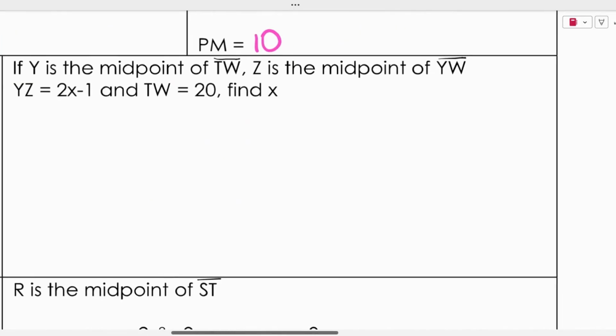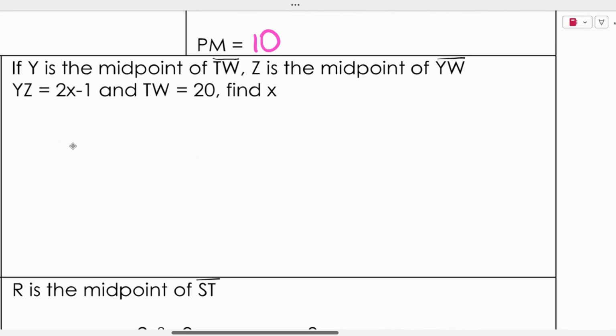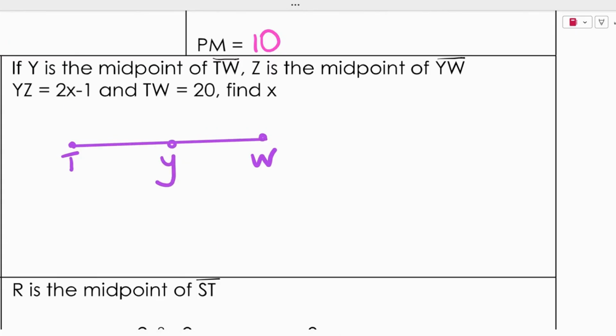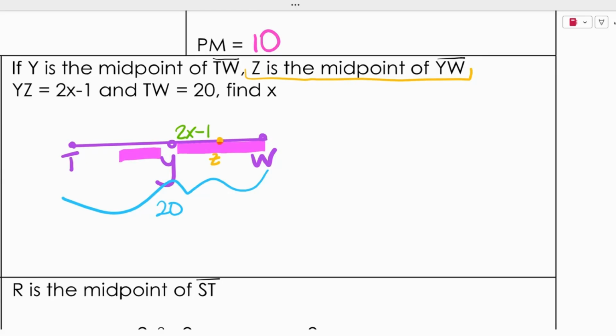The next one is another similar question where there's no diagram, but there's a little bit more to this question. So it says Y is the midpoint of TW, and Z is now in the middle of Y and W. So in between Y and W, I'm going to put the letter Z. And now it's time to label YZ with 2x minus 1, and this entire thing is going to equal 20. Now, there are a few ways that you can do this question, but I think the easiest thing to do is say that if Y is in the middle of T and W, and this entire thing equals 20, then that means the distance from Y to W is equal to 10.